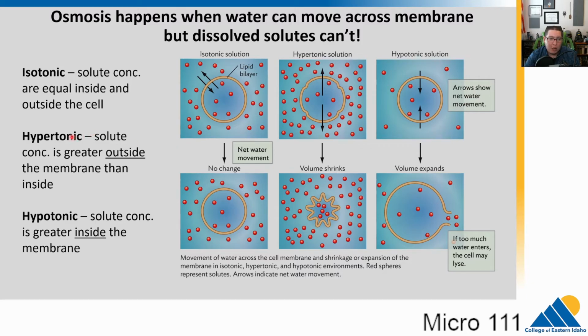So hypertonic: solute concentration is greater outside the membrane than inside. Hypotonic: solute concentration is greater inside the membrane than outside. And that's going to cause water to move. Water is going to move from the low concentration to the high concentration. So it's kind of backwards from diffusion, right?